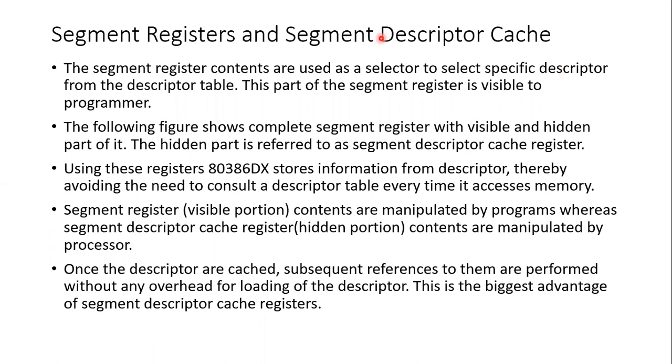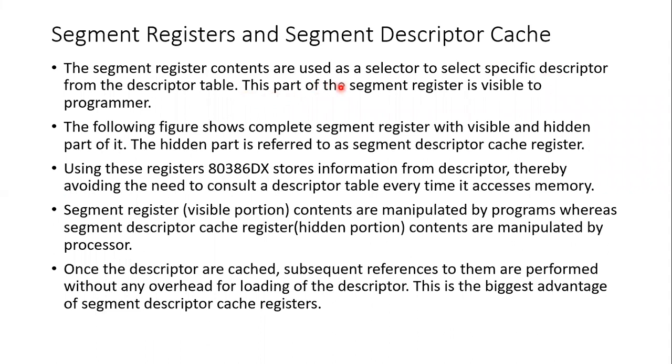If the segment register contains global contents, then the selector will select from the global descriptor table. If the register contents are local, then they are used to select a specific descriptor from the local descriptor table. And the IDT will select the IDT contents.